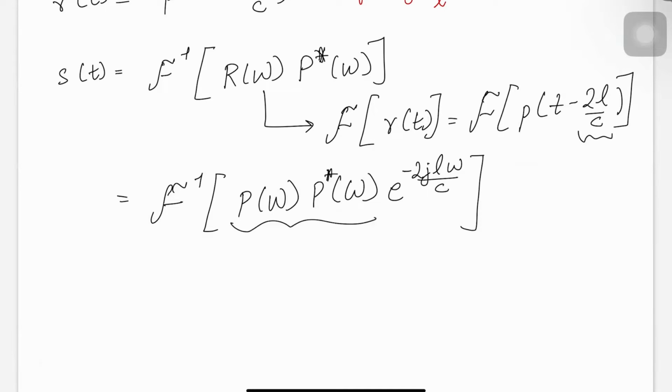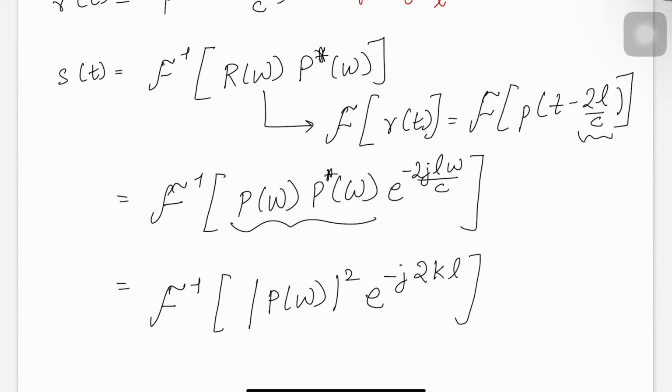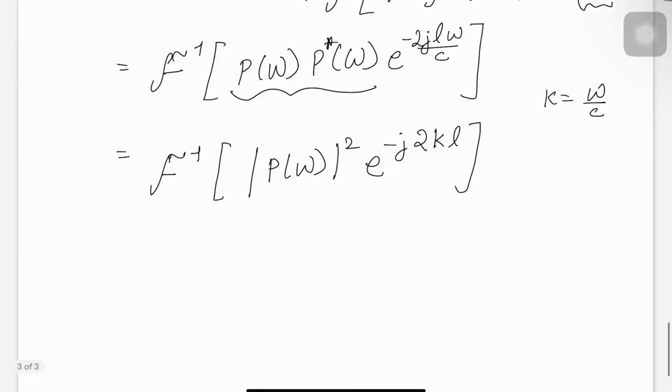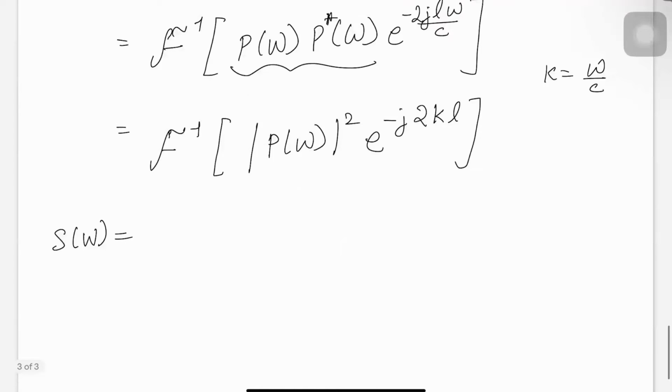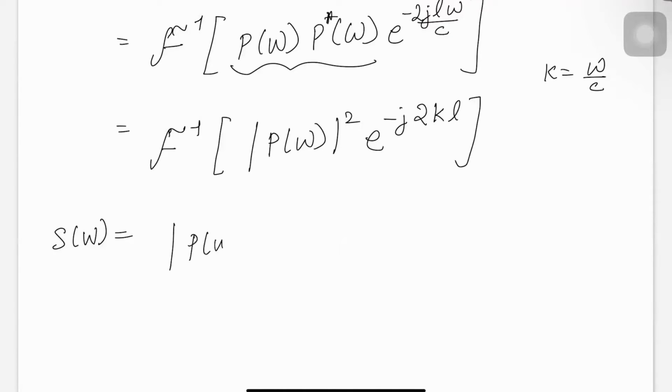So now we can write this as the inverse Fourier transform of modulus of P of omega squared, e to the minus j 2KL, where k, of course, is omega over c, a wave number. So what do we have? Essentially what we see is that the spectrum of your match filtered signal, which is the Fourier transform of the left-hand side, is just modulus of P of omega squared times e to the minus j 2KL.